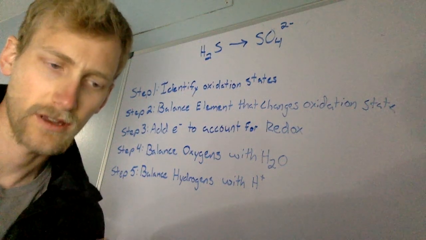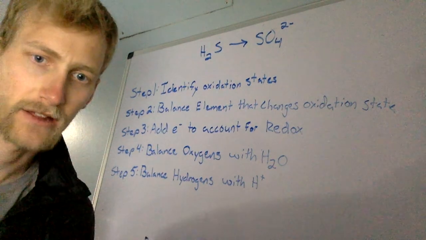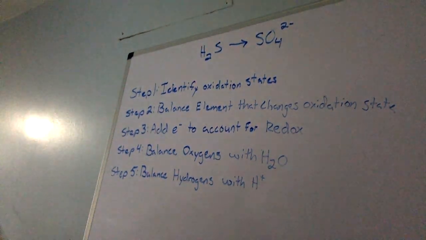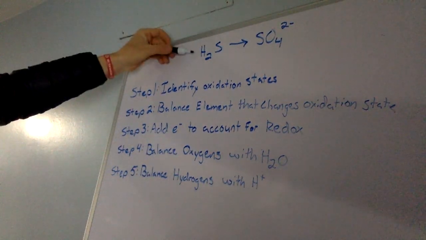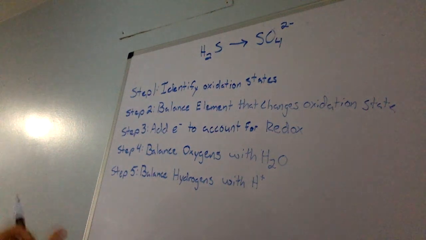Hey guys, I wanted to come back here today and give you an example of how to balance a half reaction of a redox reaction. What I've got up here is just H2S going to SO4 2-. This is hydrogen sulfide going to sulfate ions. This is a half reaction.